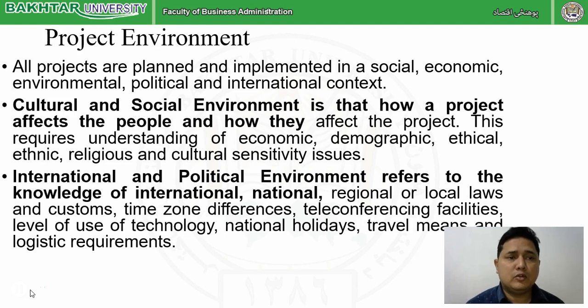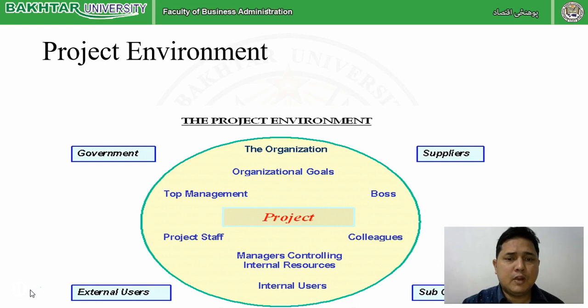Like these type of things also impact the project. If you see here by this picture, you can see under this circle all the things of the project is internal environment, and they can easily be managed by the project manager or parent organization, like the organization boss, top management, project staff, internal user, colleagues, bosses. These are all the internal environment, and they are controllable.